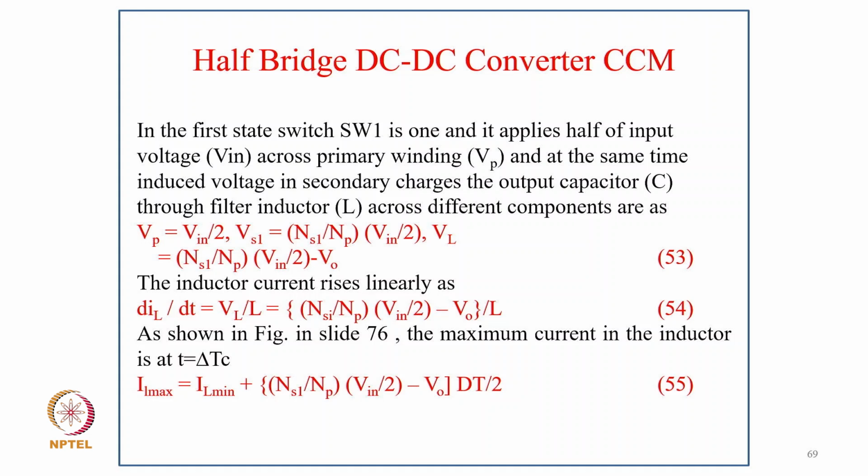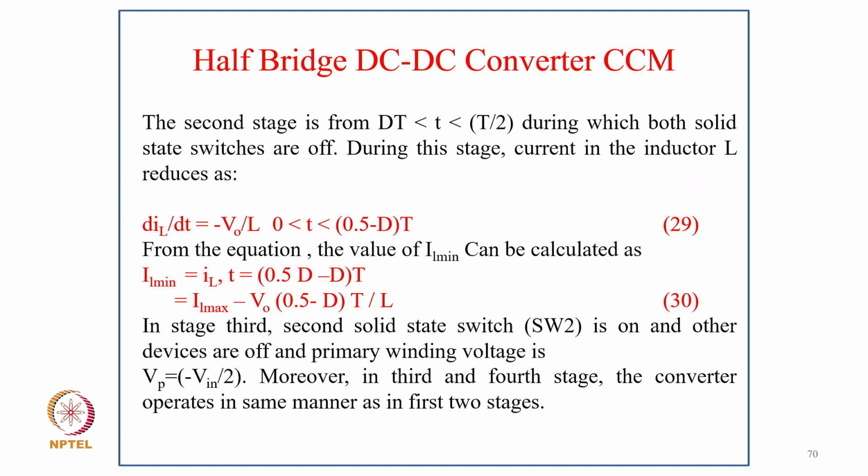and the inductor current rises linearly, dIL upon dt equal to VL upon L, that is, in brackets, Ns1 upon Np into Vin by 2 minus Vo, divided by L. As shown in the figure, the maximum current IL max equals IL minimum plus Ns1 upon Np into Vin by 2 minus Vo, times DT by 2.